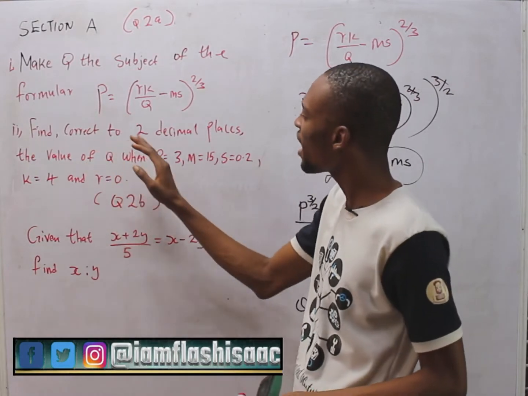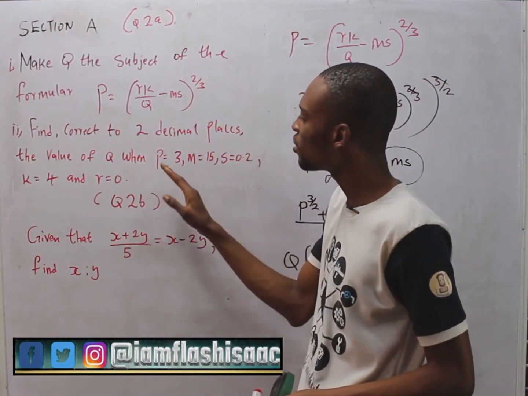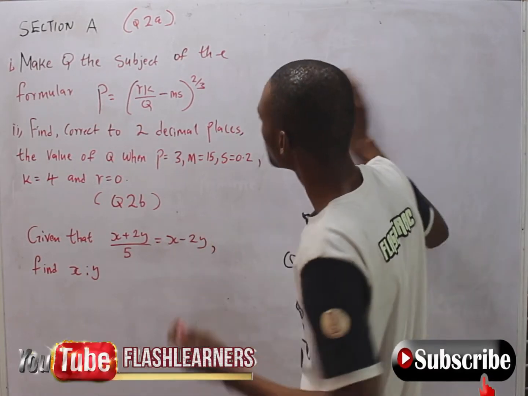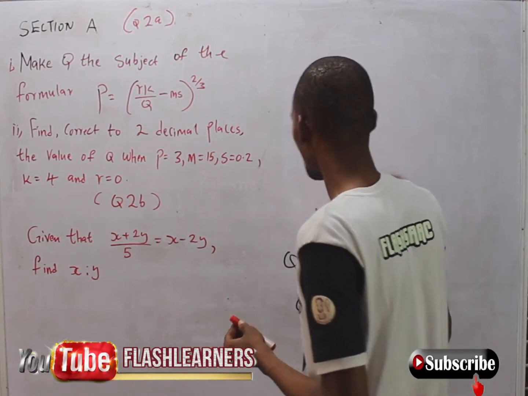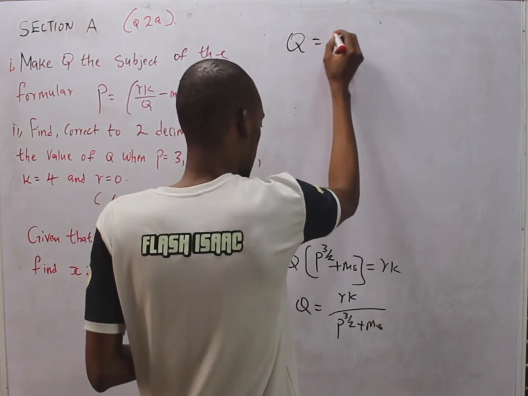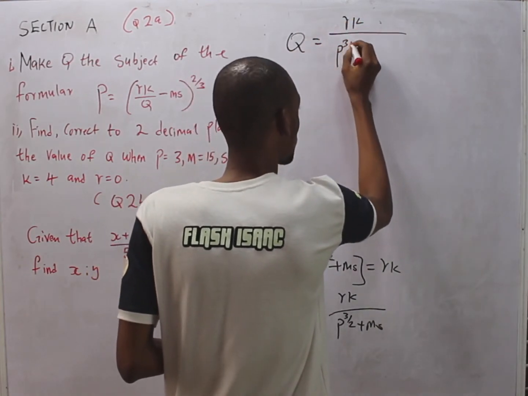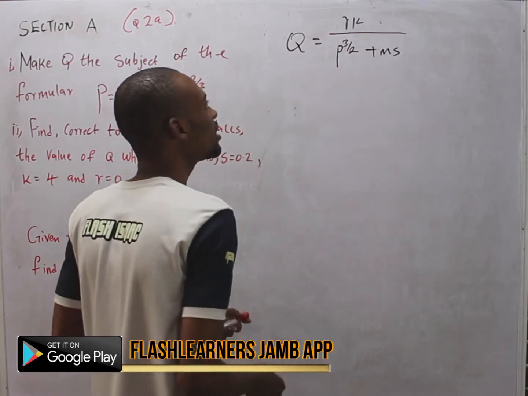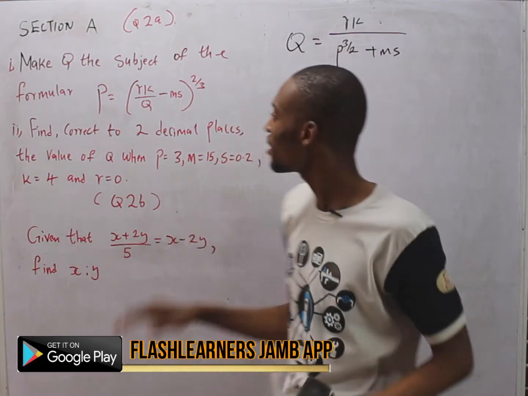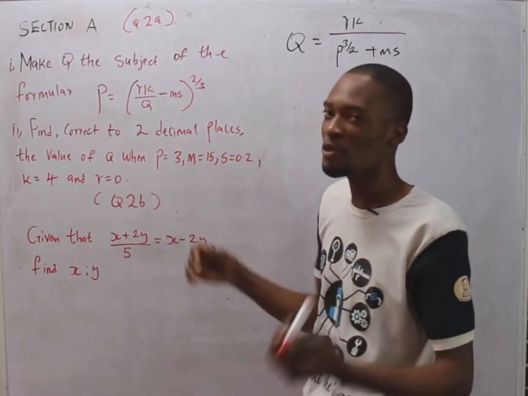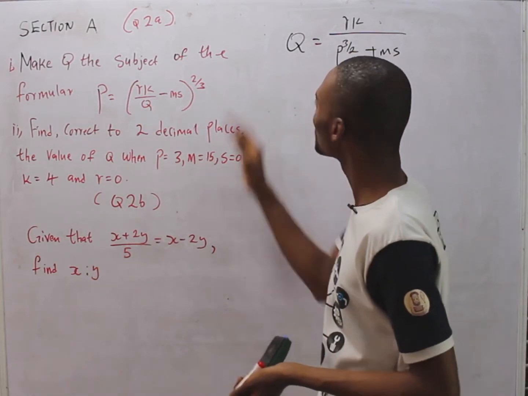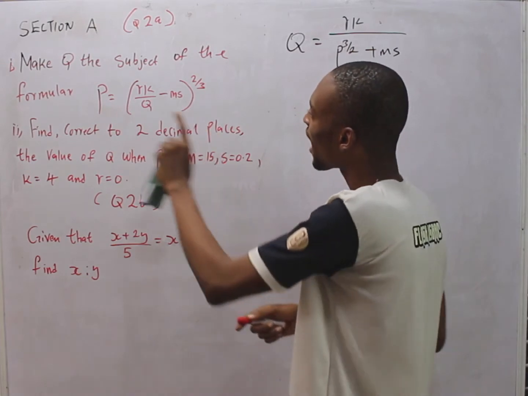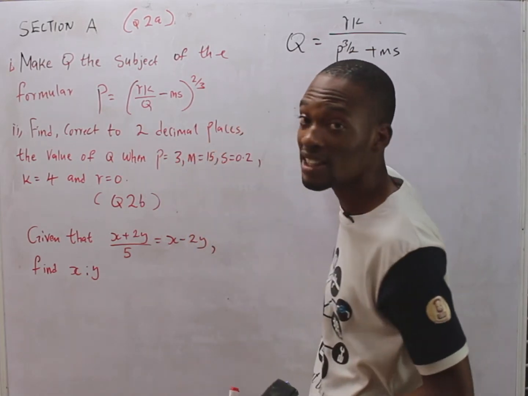The second part says, find correct to 2 decimal places the value of Q when P is equal to 3, M is equal to 15, S is equal to 0.2, K is equal to 4, and R is equal to 10. They know that we already have Q as the subject of the formula. And they say, substitute these values for R, K, P, M, and S. Do you know why they did this? If this is wrong, this second one will also be wrong. That is WAEC for you. If this is correct, then this can be correct or wrong, depending on how you solve it. But make sure your formula is correct, so that as you substitute these values, you also get a correct value.